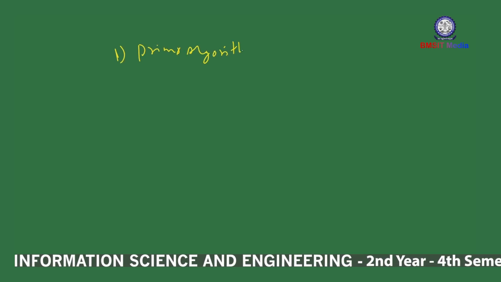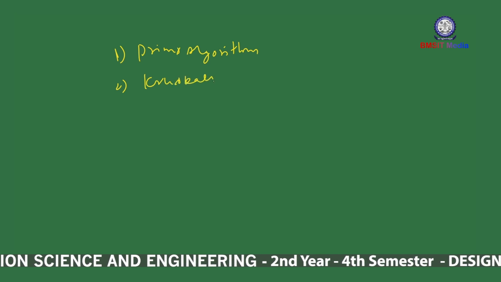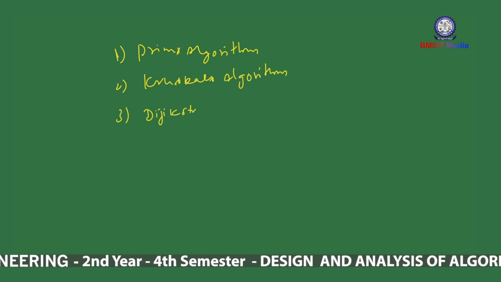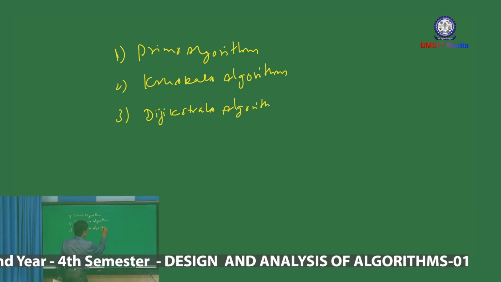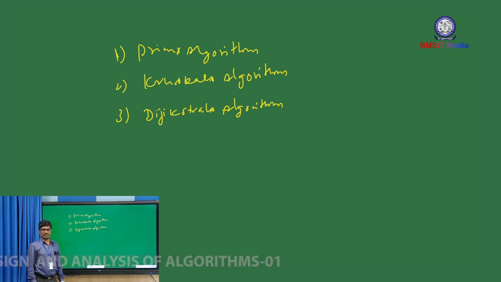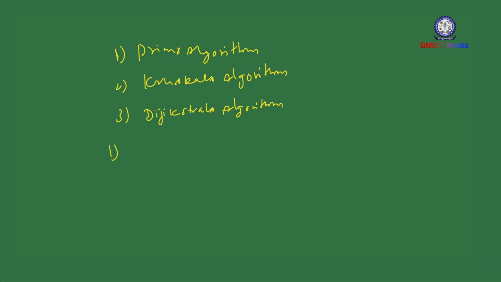So the first one is called Prim's. The second one is Kruskal's. The third one is Dijkstra's. So now we will talk about the first one, which is called Prim's algorithm.